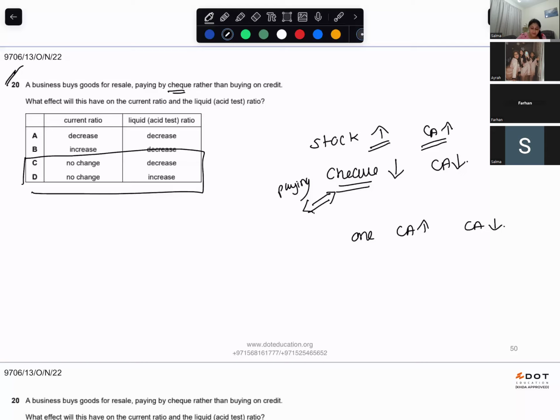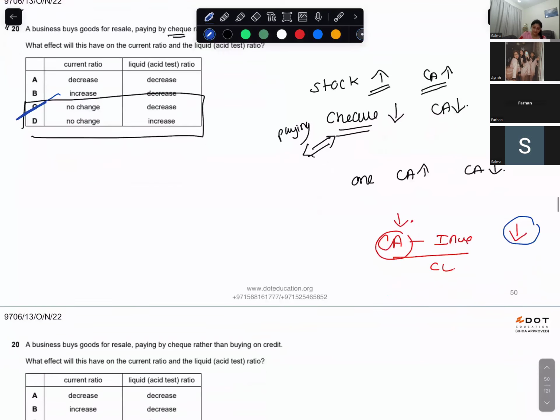Now come on, tell me the effect on the liquid asset test ratio. The formula for the asset test is current asset minus closing stock divided by current liability. Since the check is decreasing, so will the current asset, which means the numerator is going to decrease. That means your liquid ratio will also decrease. So it's option C.